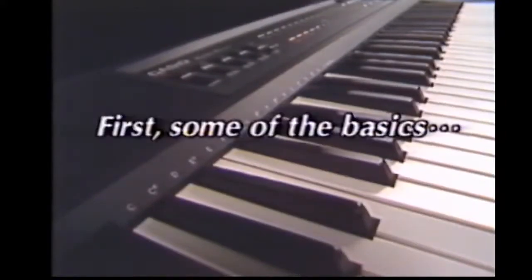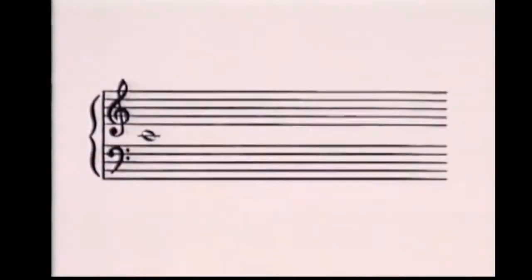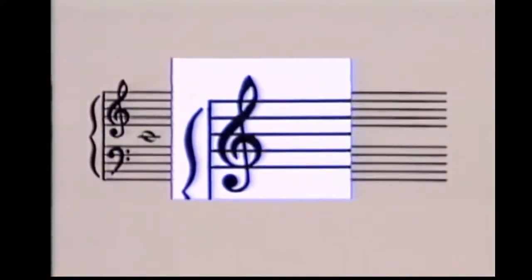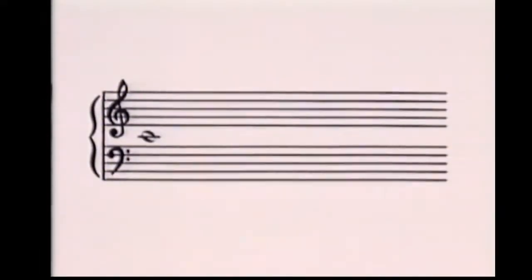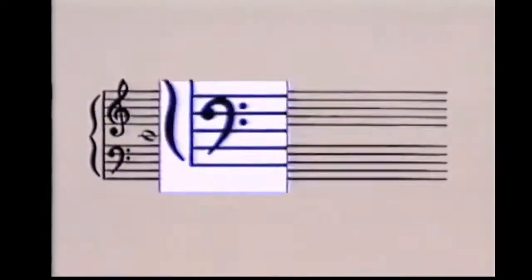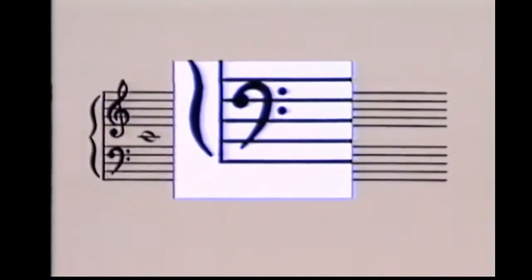First, some of the basics. Let's take a look at the sheet music once again. Notice the mark at the far left-hand side of the upper staff. This is known as the treble clef. It is used to identify the staff when writing notes from the middle range to the upper range of the keyboard. In the lower staff, you'll find the bass clef mark. This is used to identify the staff when writing notes in the bass range of the keyboard.